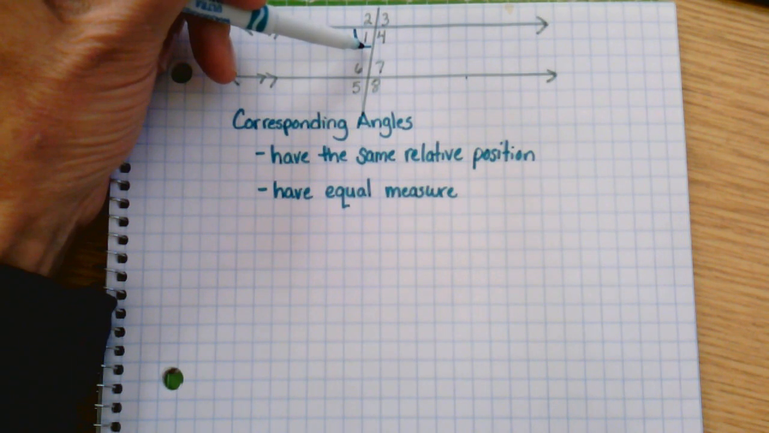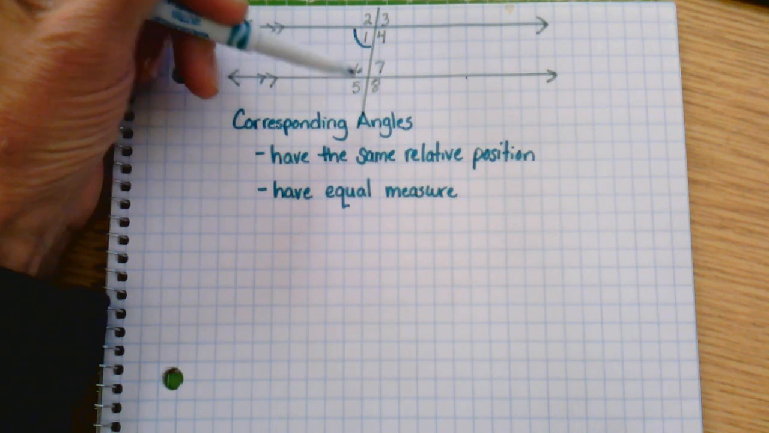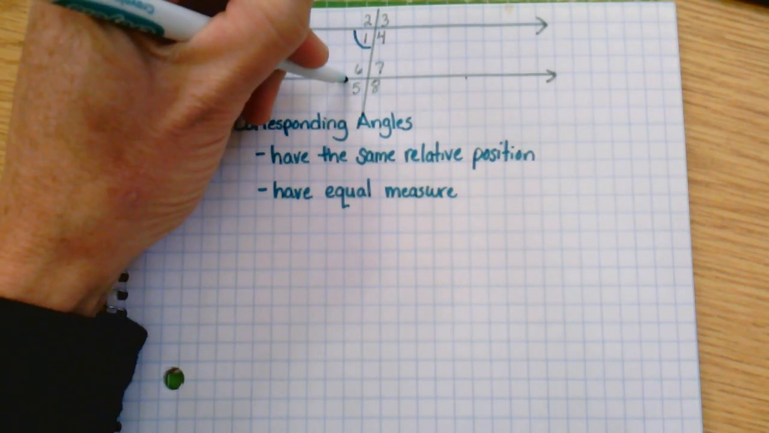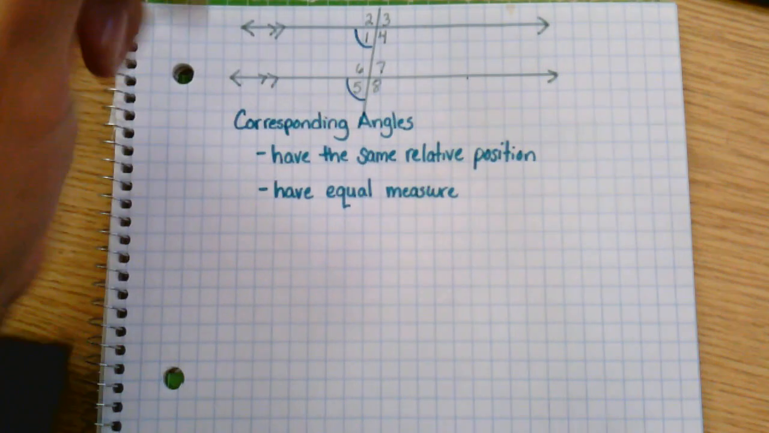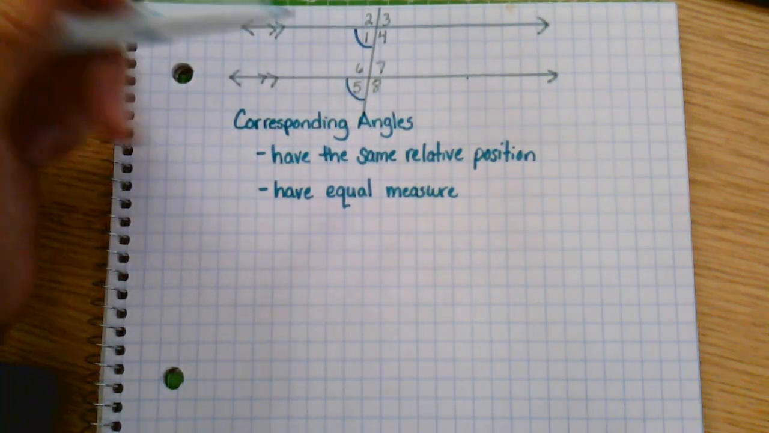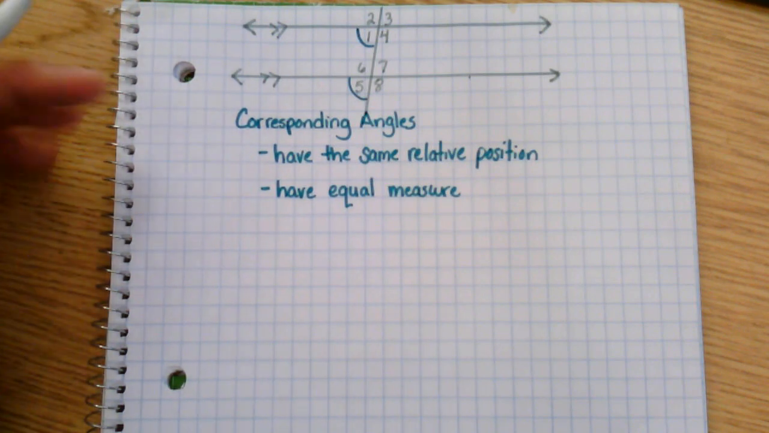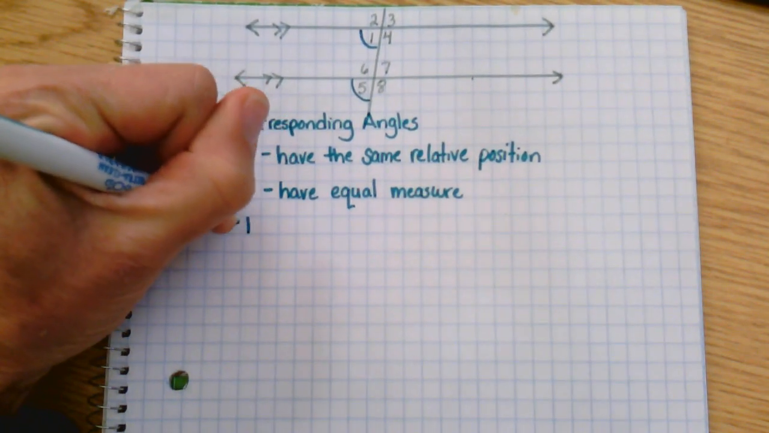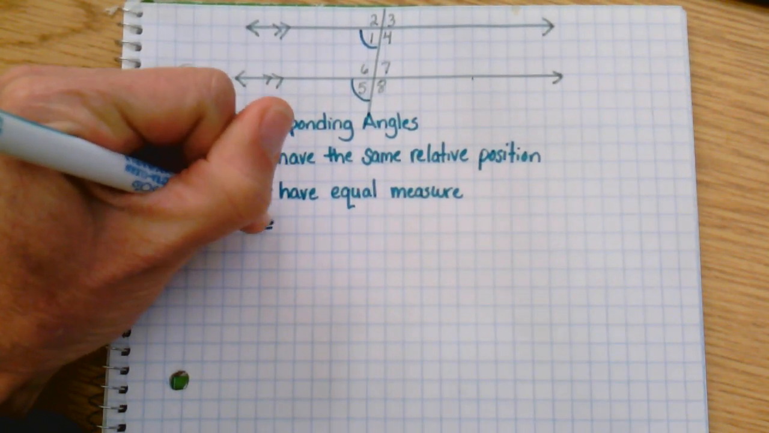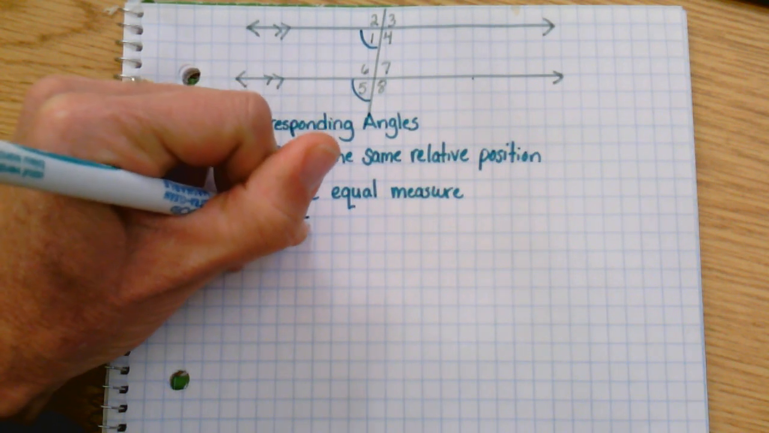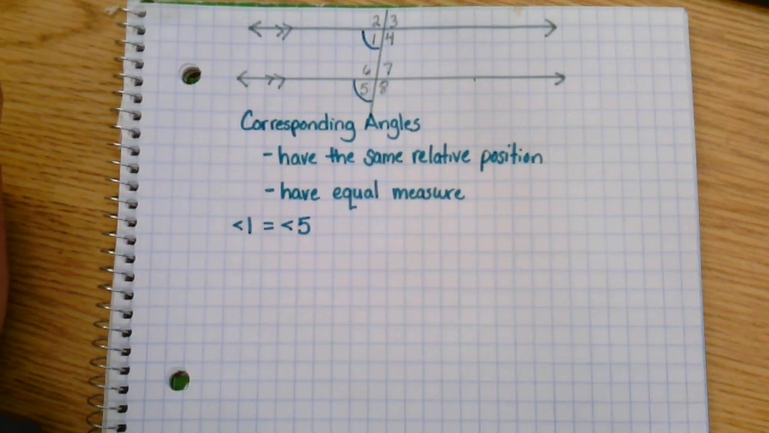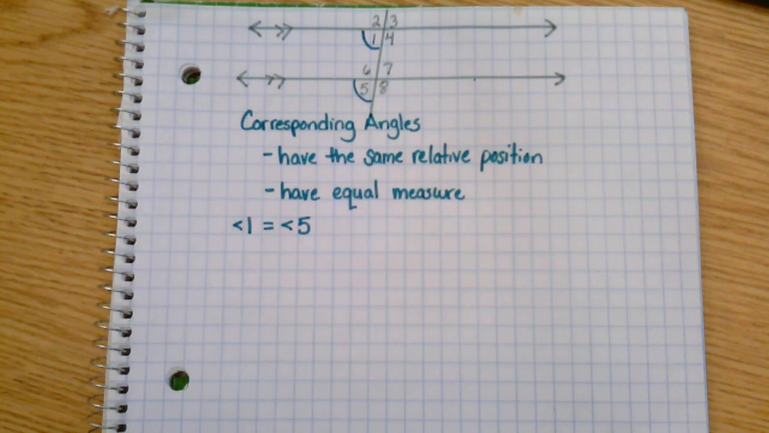Which other angle is similar to that? It would be angle 5. Angle 5 is beneath its parallel line, and it is to the left of the transversal. So angle 1 and angle 5 are corresponding angles, and they have equal value. There are many other pairs of corresponding angles in this diagram as well.